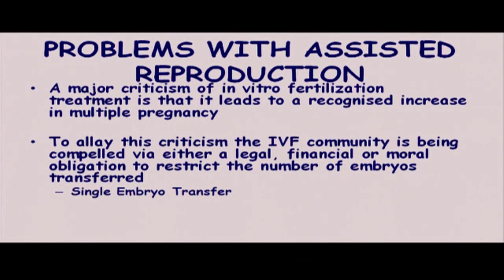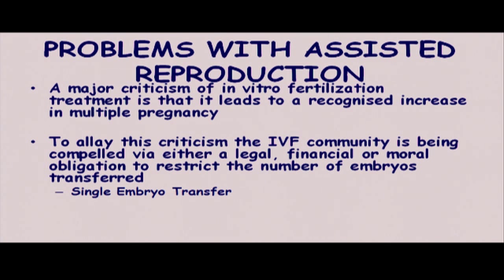So there are problems with assisted reproduction. The biggest problem is the majority of our patients, unfortunately, fail to get pregnant every time we treat them. The other major criticism, which is less proportionate to the failure of pregnancy, is that a lot of pregnancies lead to a multiple pregnancy, and that actually causes us a lot of the bad press that we get.